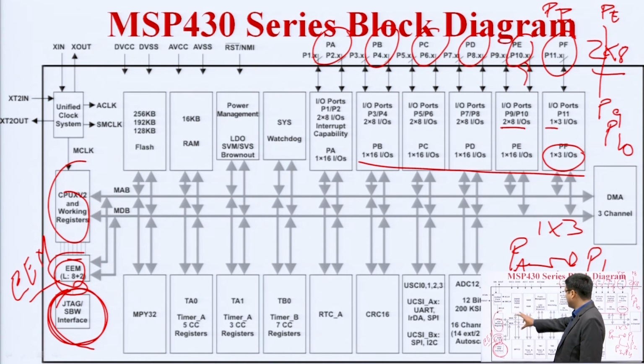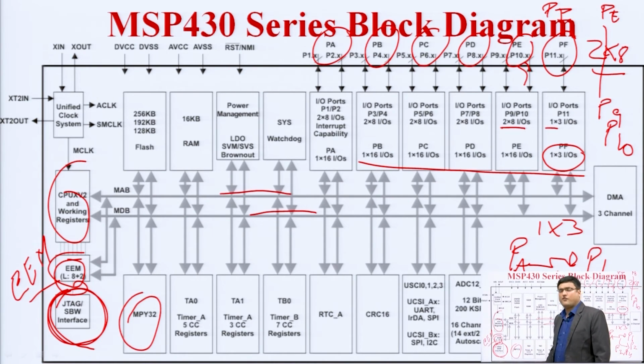Okay, all the units are connected to two buses. After that, MPY32, what is the meaning of MPY32? That is the hardware multiplier. So MPY is a hardware multiplier. It is available in our MSP430.